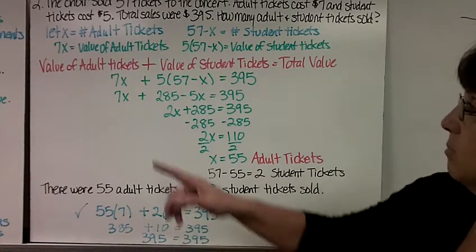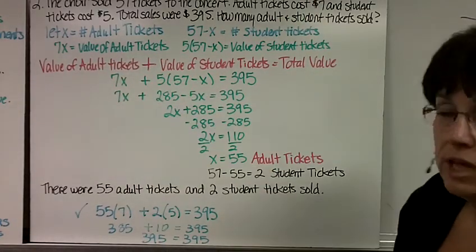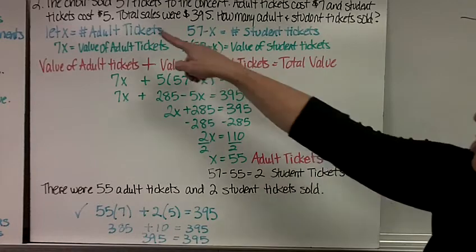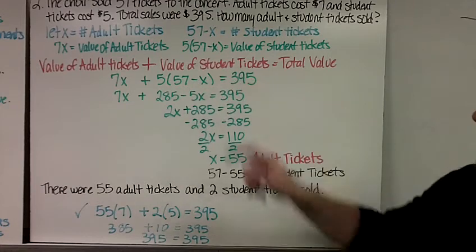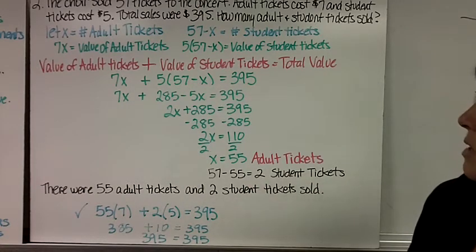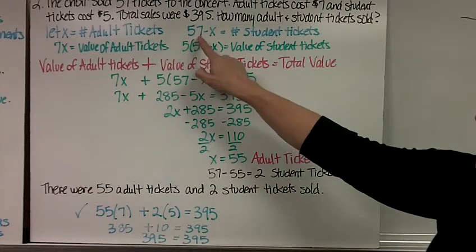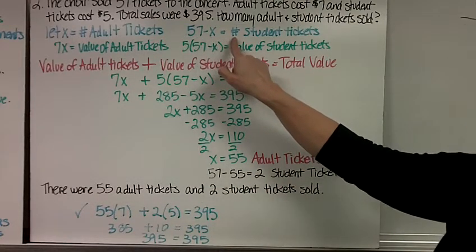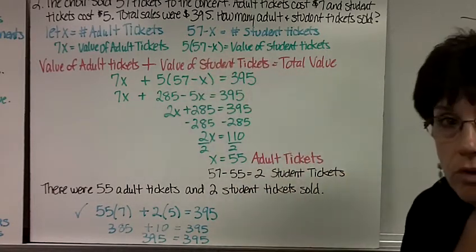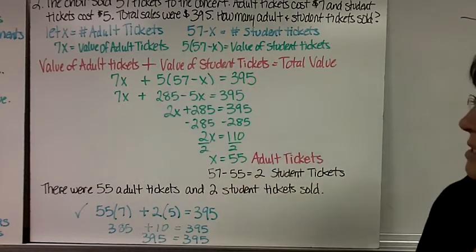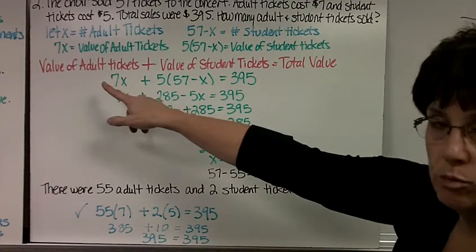Now let's put the money with it. How much does each adult ticket cost? $7. So 7x equals the value of the adult tickets, and the student tickets cost $5, so 5 times the quantity of 57 minus x is the value of the student tickets. So let's say I sold 50 adult tickets, 57 minus 50 would be 7 student tickets. And if the 7 student tickets cost $5 each, that would be $35. That's why I set it up like this, because once I know what x is, I can figure everything else out. Here's our verbal model.